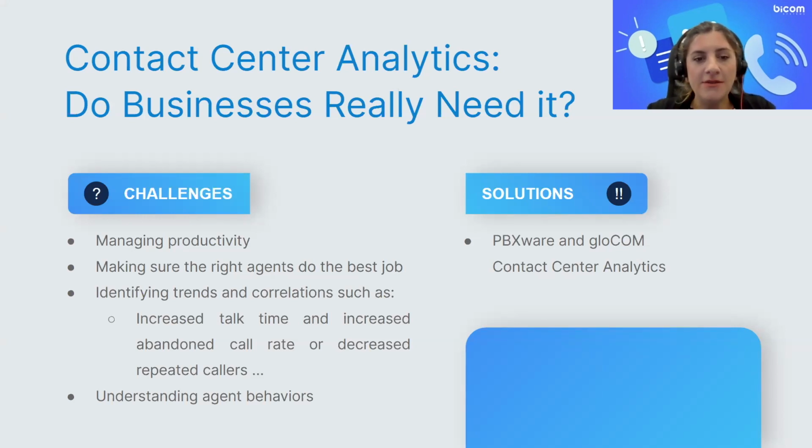Another challenge is to identify trends and correlations. For example, if we notice that some agents have a longer talk time, it would be a really interesting insight to see whether they have longer talk time because they need more time to explain more complex issues, and that's why they also help decrease repeated callers, or whether they have a longer talk time because they simply lack the knowledge to answer simple queries in a shorter period of time, which caused, for example, an increased abandoned call rate. Basically, the challenge is to understand agent behaviors.